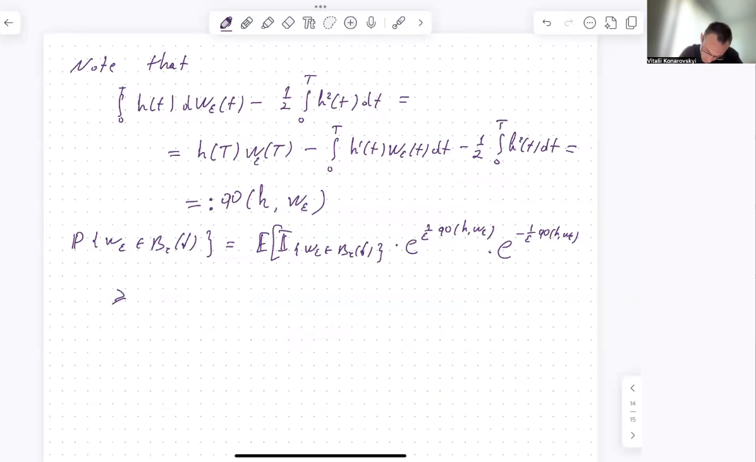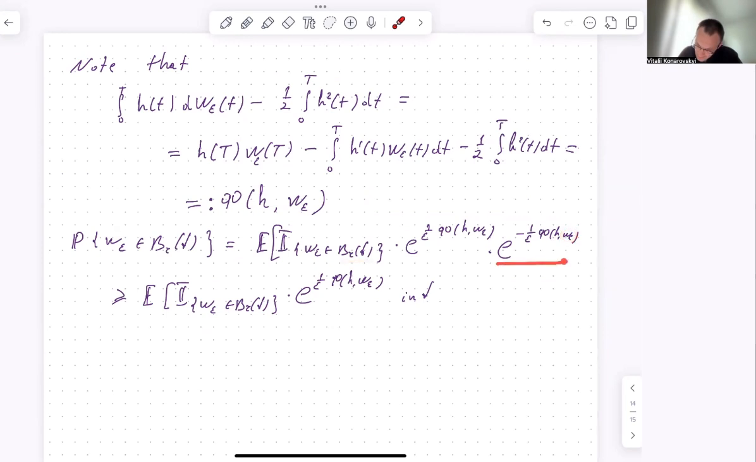It is smaller or equal than the expectation of the indicator of w epsilon belonging to B_r(f), multiplied by e to the power 1 over epsilon V h w epsilon. And then you need to write here the infimum. You see that your randomness, that function, is fixed. You only have randomness here. And here you take this w epsilon belonging to the ball.